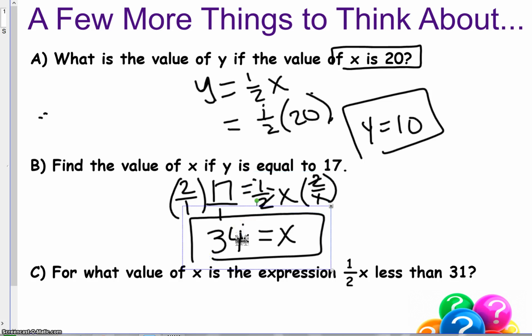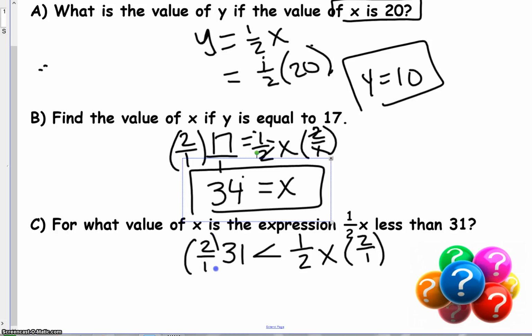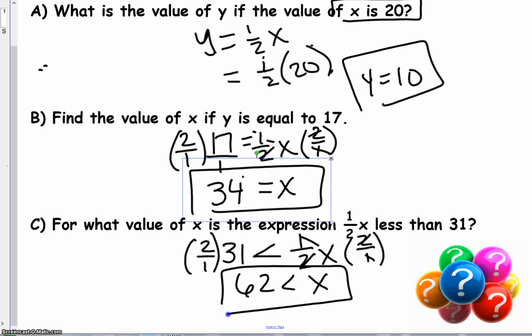And then lastly, for what value of x is the expression 1/2 x less than 31? So less than 31, 1/2 x. Again, multiply by the reciprocal. You have 62, and those cancel, is less than x. So there's your answer.